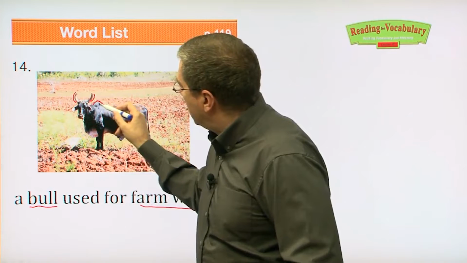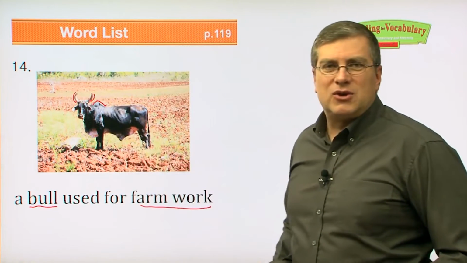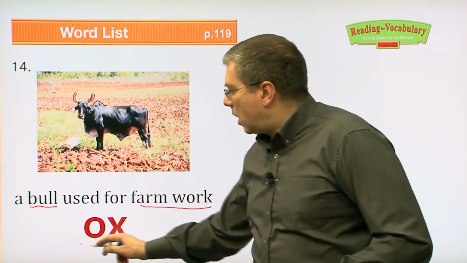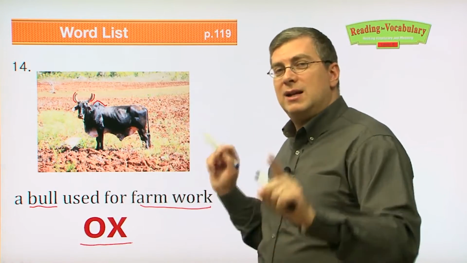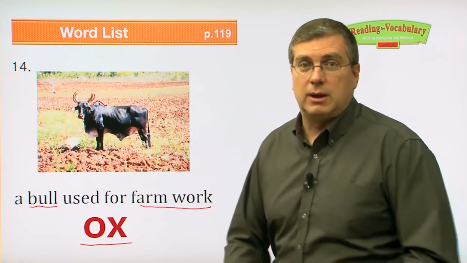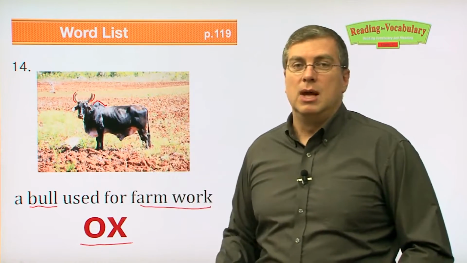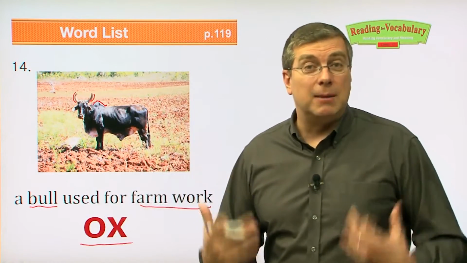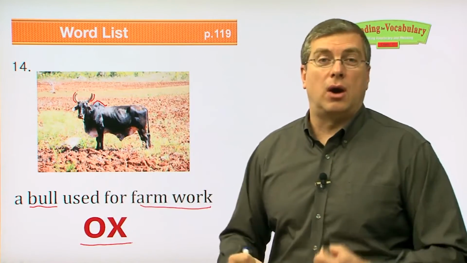It's got a big hump on its back, and it looks very strong, right? There's a special word we use for that. It's ox. Remember Paul Bunyan's friend I told you about before was a big blue ox? So that's an imaginary character, but it's based on this type of animal. A bull, a male cow, used for working on the farm.